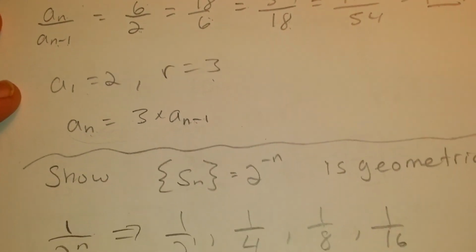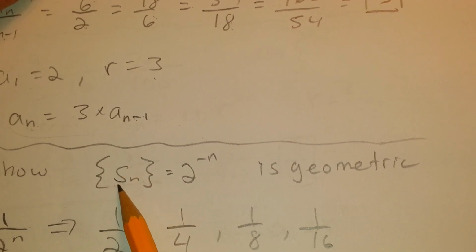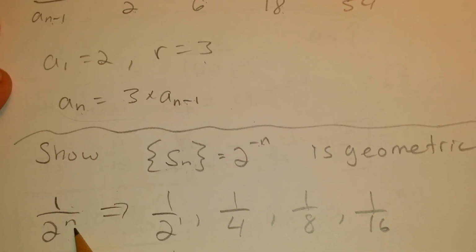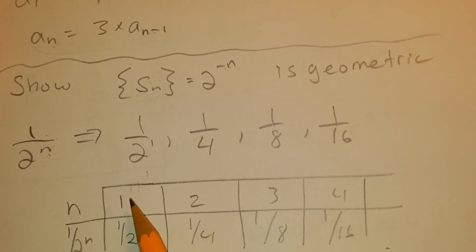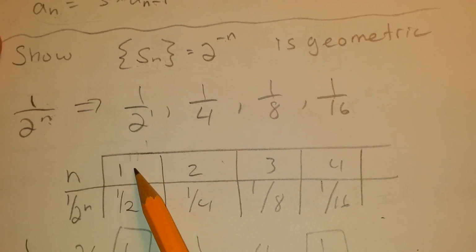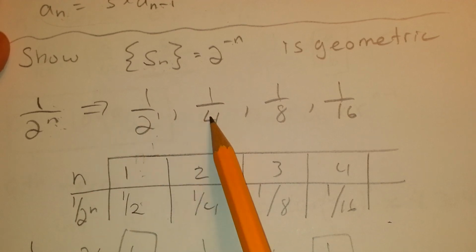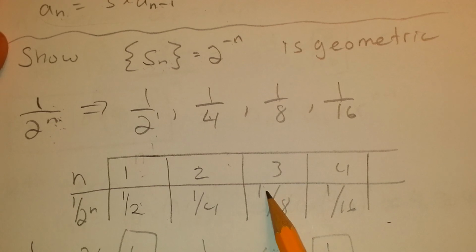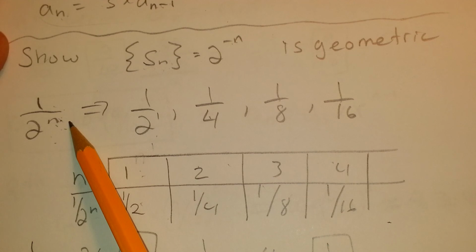All right. Here's another little example. I just want to show that this sequence, s sub n equals 2 to the negative n, is geometric. So remember, 2 to the negative n is the same as 1 over 2 to the positive n. So we just start plugging in numbers here: n equals 1, 2, 3, 4. For n equals 1, it's 1/2. If I plug in 2, 2 squared is 4, so 1/4. 2 cubed is 8, so that's 1/8. And if I plug in 4, that's 1 over 2 to the 4th, which is 1 over 16.